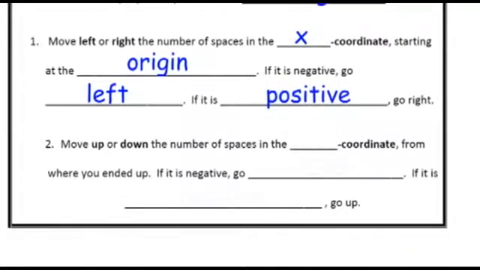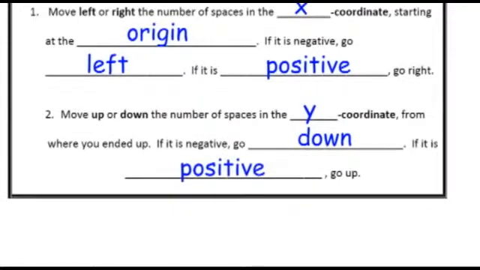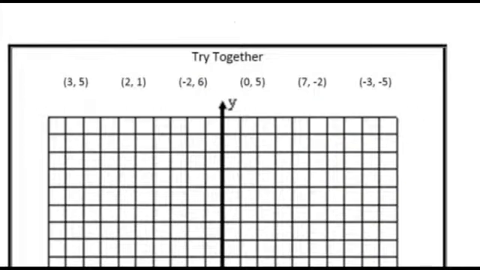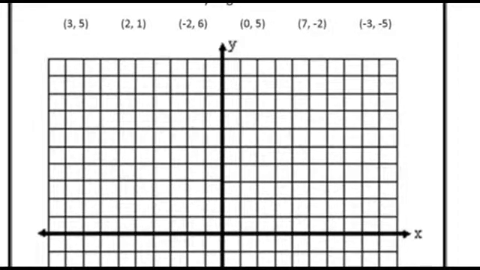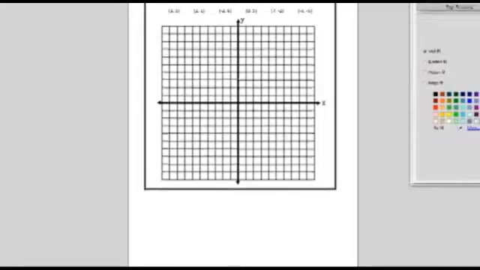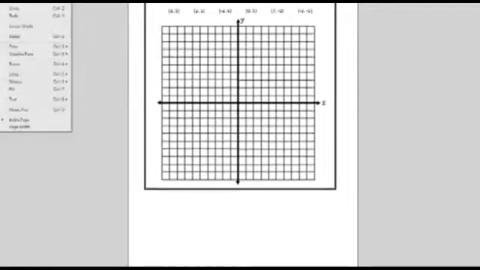Now, when we plot an ordered pair, we move left or right the number of spaces in the x coordinate. X is horizontal, y is vertical. We always start at the origin. If our x coordinate is negative, we go left. If it's positive, we go right. From where we left off, we look at our y coordinate. We're going to be going up or down the number of spaces in our y coordinate. So we go to our x coordinate and then we move up or down. If it's negative, go down. If it's positive, go up.